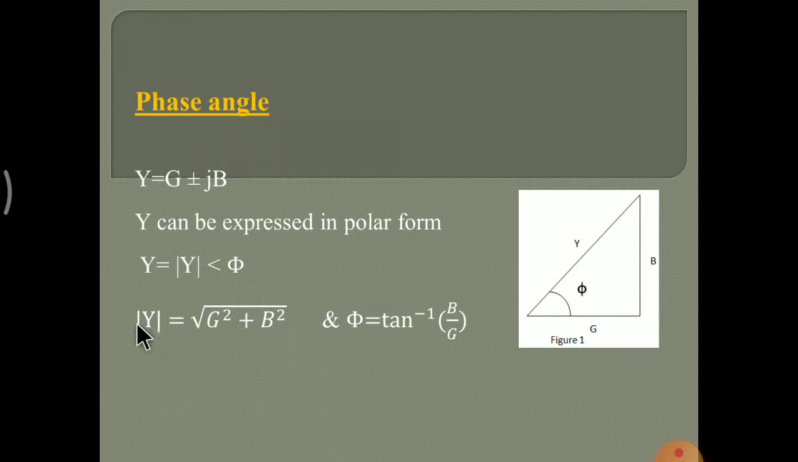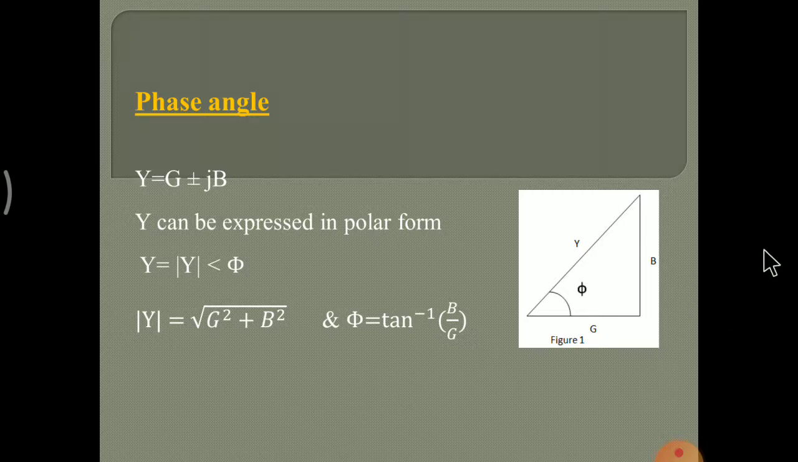And mod Y, what is mod Y? Here we can see Y is equal to mod Y at angle phi. Then what is mod Y? It is the square root of G square plus B square. Mod Y is equal to the square root of G square plus B square.